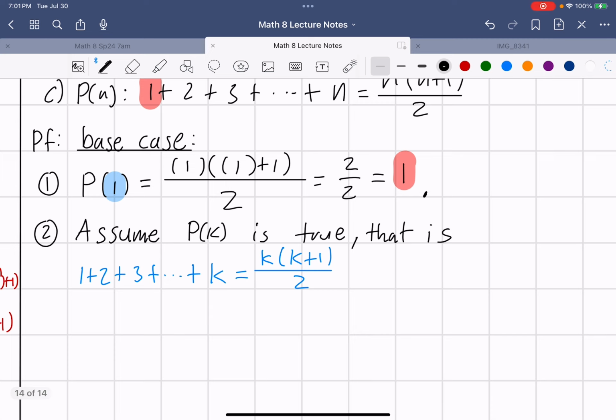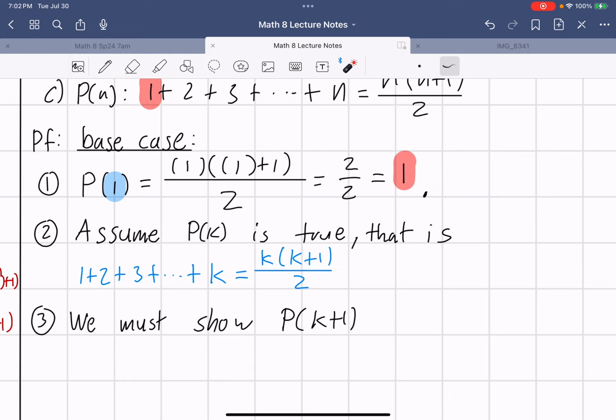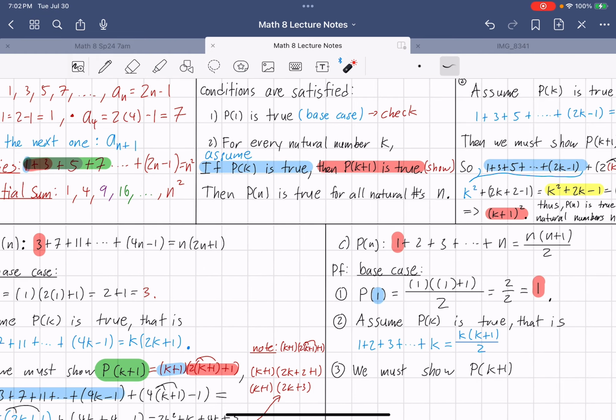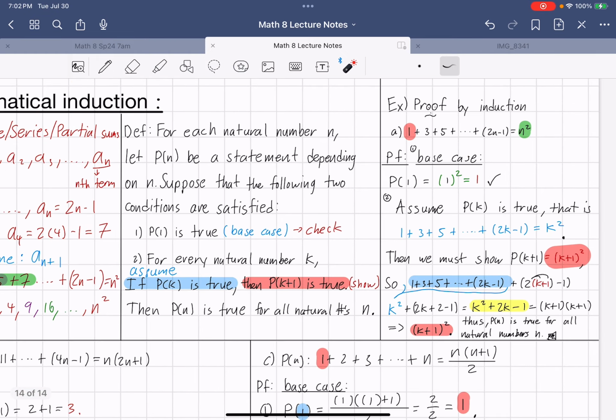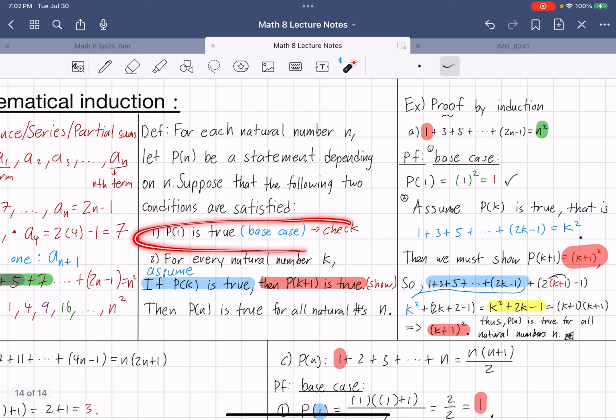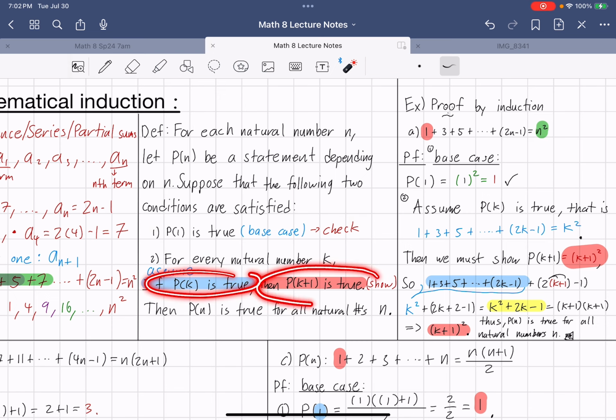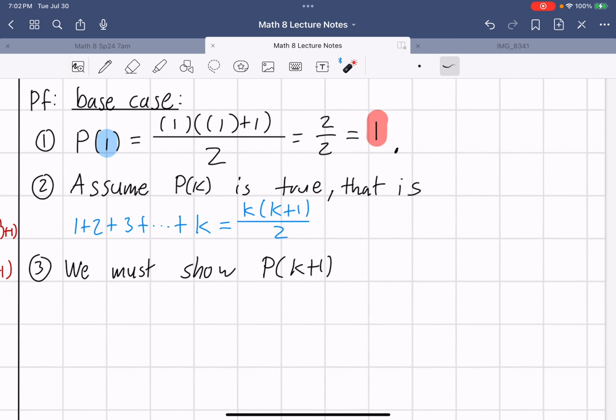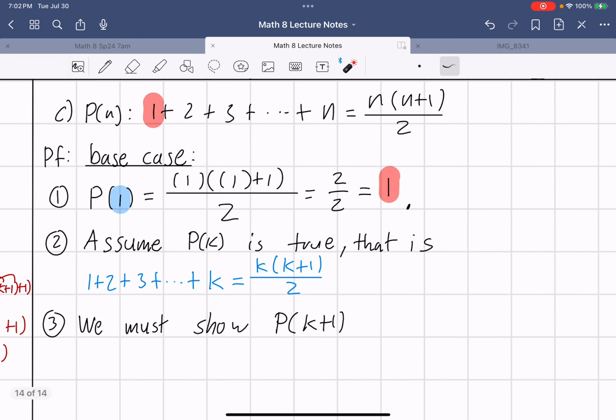Now step 3, we must show P of K plus 1, right? Because that's the statement that's in the definition. So we check the base case, and then if P of K is true, that means P of K plus 1 is true. But that's the part we need to show when you're proving something. That's a definition.